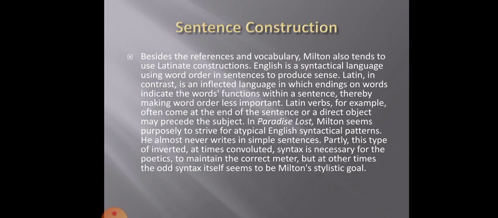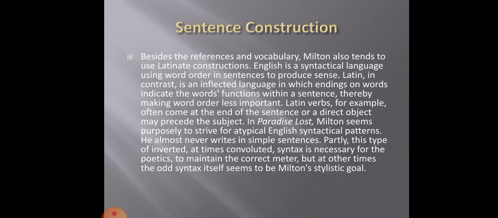So sentence construction is another important thing besides the reference and vocabulary. Milton also tends to use Latinized construction. English is a syntactical language using word order in sentences to produce sense. Latin, in contrast, is an inflected language in which endings on words indicate the word's function within a sentence, thereby making word order less important. Latin verbs, for instance, often come at the end of a sentence or a direct object may precede a subject.